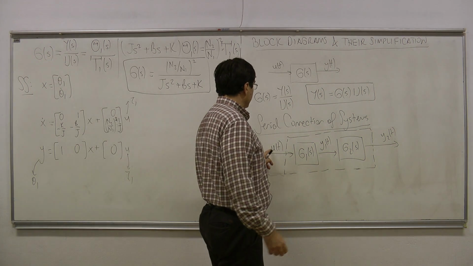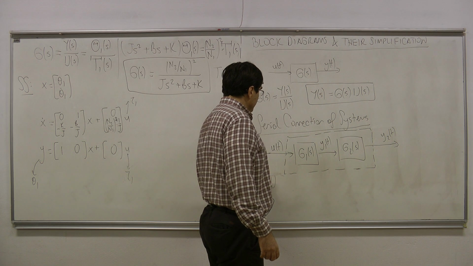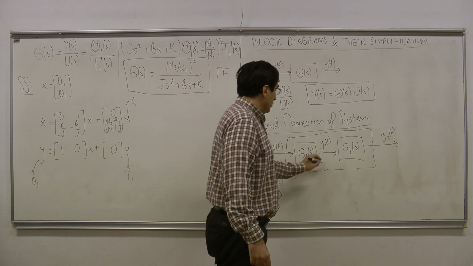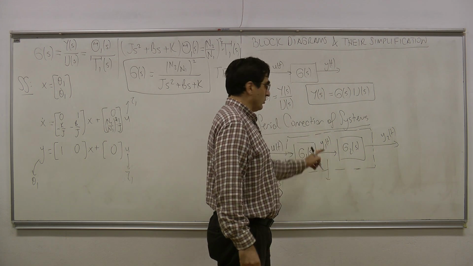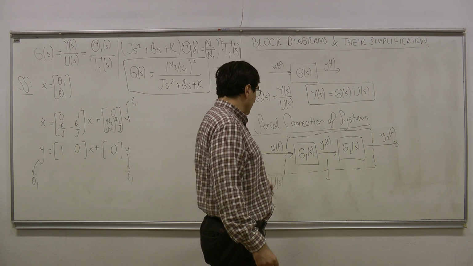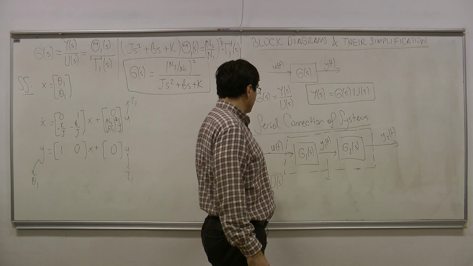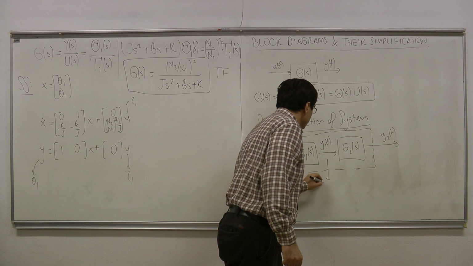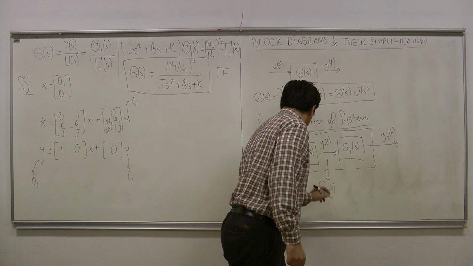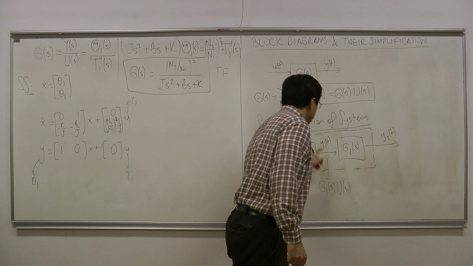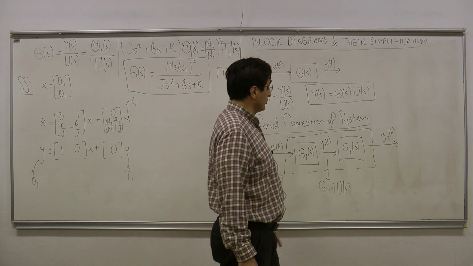So I know that here the Laplace transform of this input is u of s. What is going to be the Laplace transform of y1? It is going to be the transfer function times the input u of s. So it is g1 of s, u of s here. The Laplace transform of y1 is going to be this.